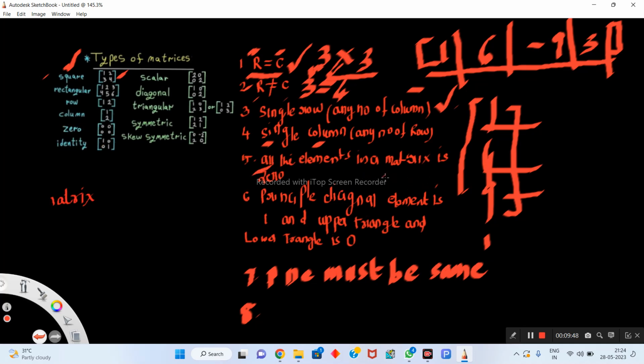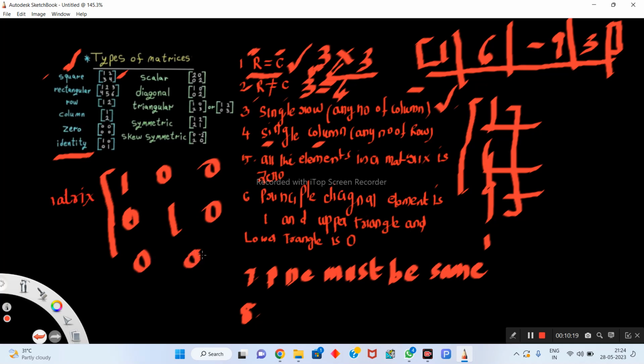Then next, the fifth one is the zero matrix. If all the elements in a matrix are zero, it is known as a zero matrix. And next, identity matrix. The principal diagonal elements should be 1, like 1 0 0, 0 1 0, 0 0 1.